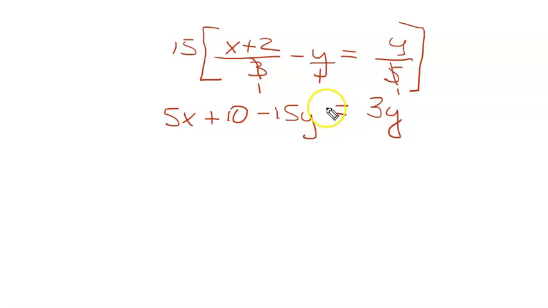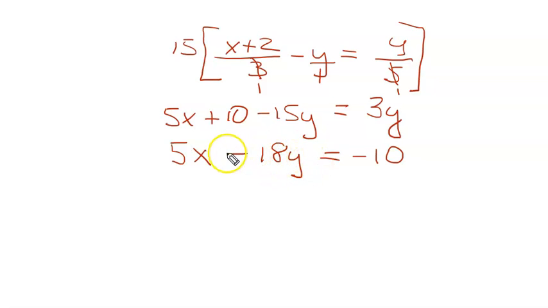So much easier when there are no fractions. So again, I want to put my 10 over on this side as a negative 10. And I have a 5x here. I'm going to bring this 3y over as a negative 3y. So this becomes a negative 18y. So again, all of my variables are to the first power. So this is linear as well. Let's go back and check it out.